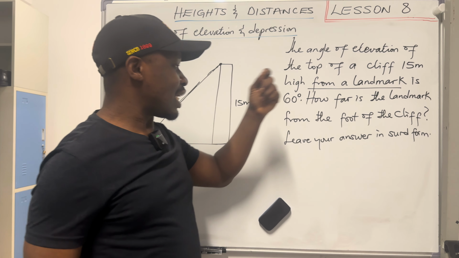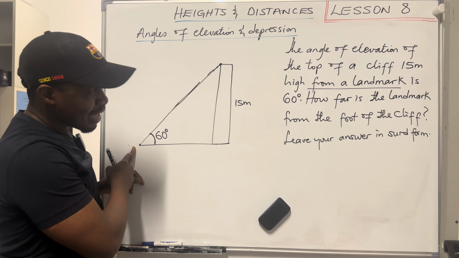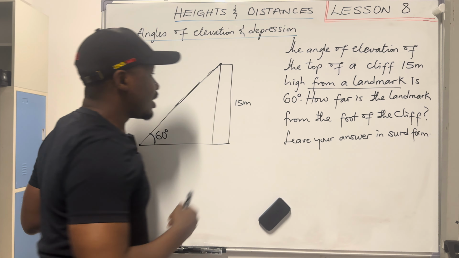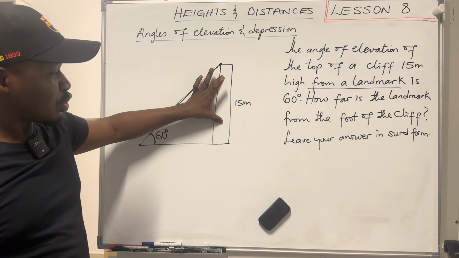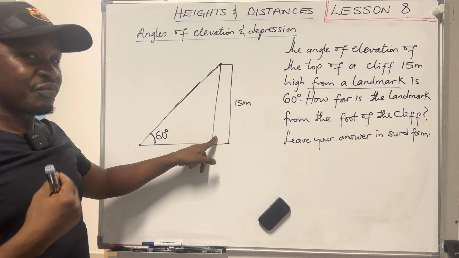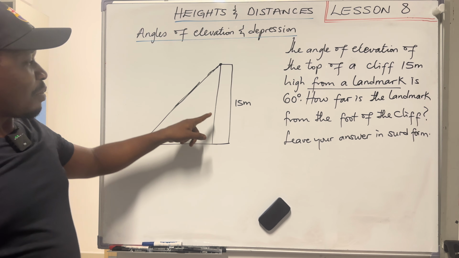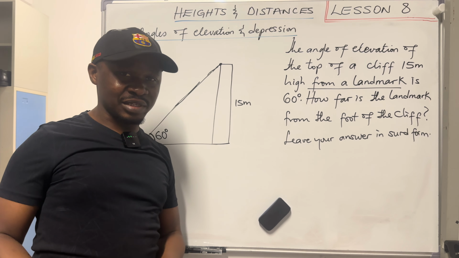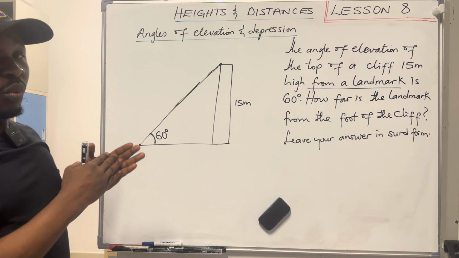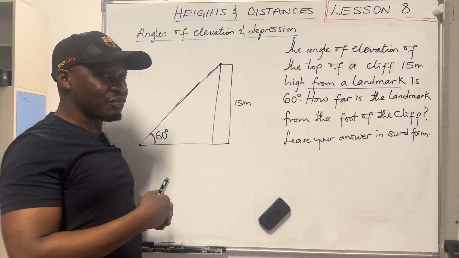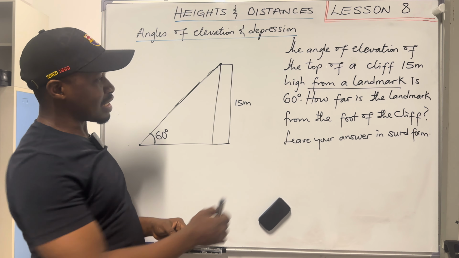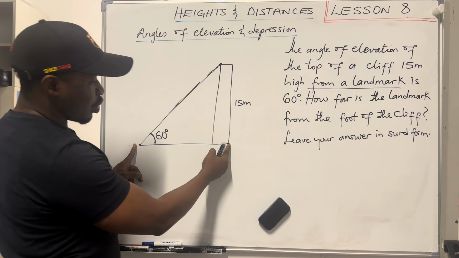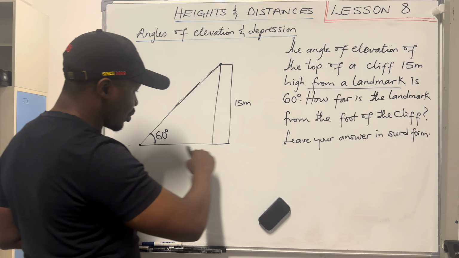How far is the landmark from the foot of the cliff? The part of the cliff that touches the ground is what we mean by the foot of the cliff. The part of the tree that touches the ground is the foot of the tree. The part of the wall that touches the ground is the foot of the wall. So we understand this. How far is the landmark from the foot of the cliff? We want to find this one here.